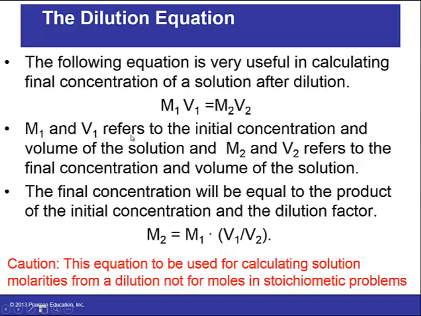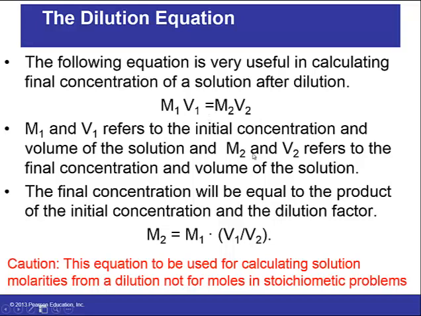M1 and V1 refer to the initial concentration and the initial volume of the solution. And M2 and V2 refer to the final concentration and final volume. So you'll either see it written as M1V1 equals M2V2, or you might see the M replaced with a C for concentration. Both of these are going to be standard formulas that you will see.